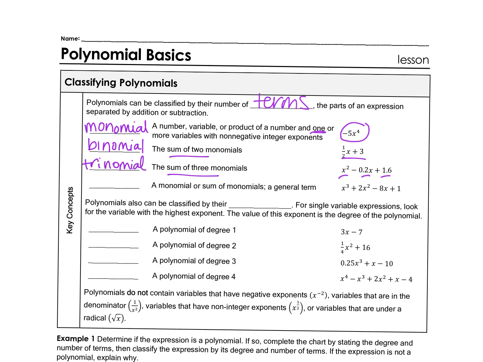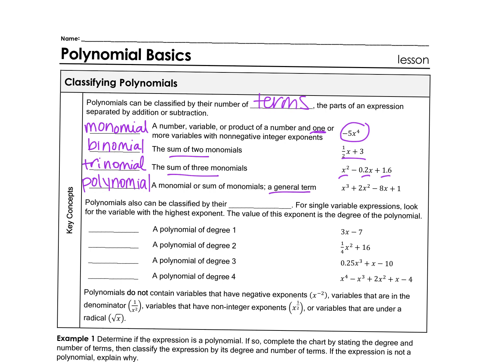And a monomial or sum of monomials, which is just a general term, is a polynomial. That can be four or more terms, or just one. So anytime I refer to a polynomial, it's just talking about the sum of monomials.